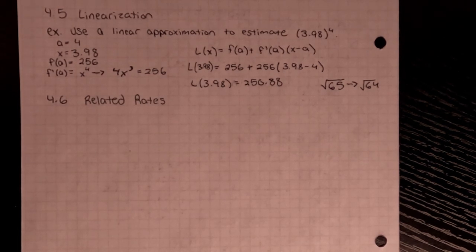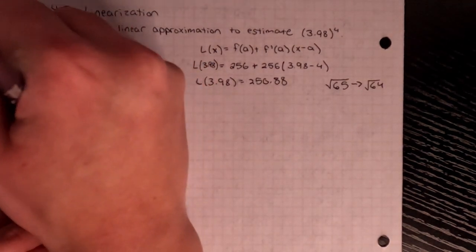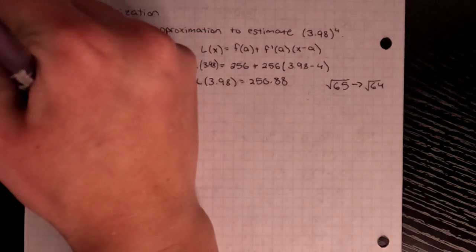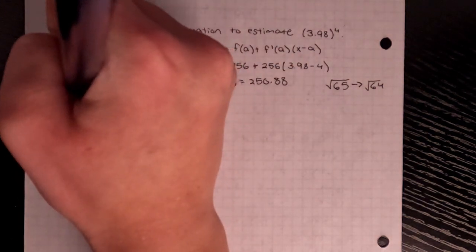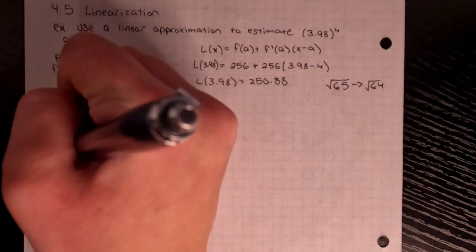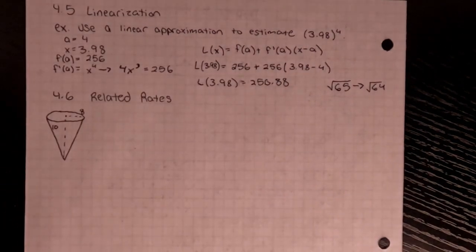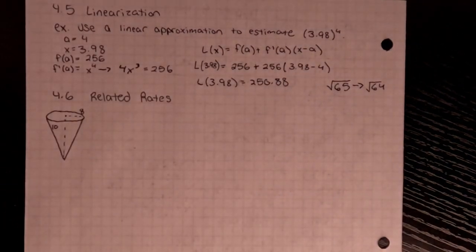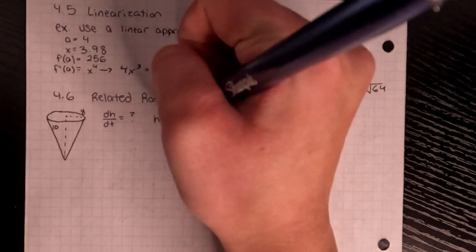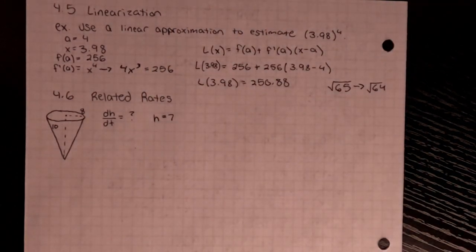So first we want to draw our little picture, the best part. That's our little tank. And then we have a radius of 8 meters. So that's 8. And then we have a height of 10 meters. And the question's asking, what rate is the height of the water decreasing when the height is 7? So it's asking us to find dh dt. And so we're going to want to plug 7 into our equation at some point.